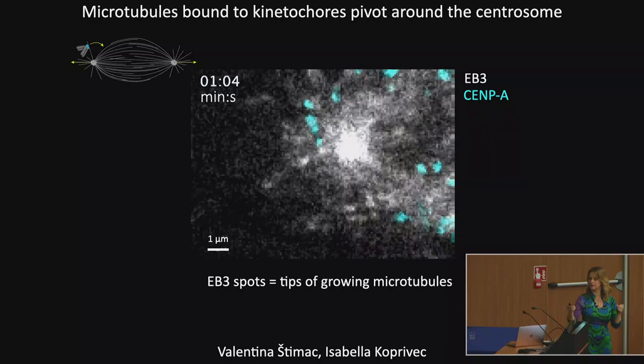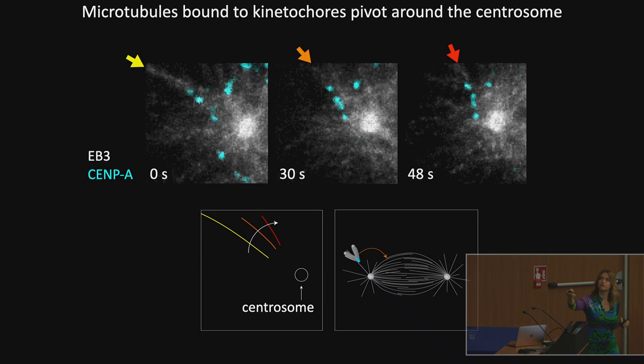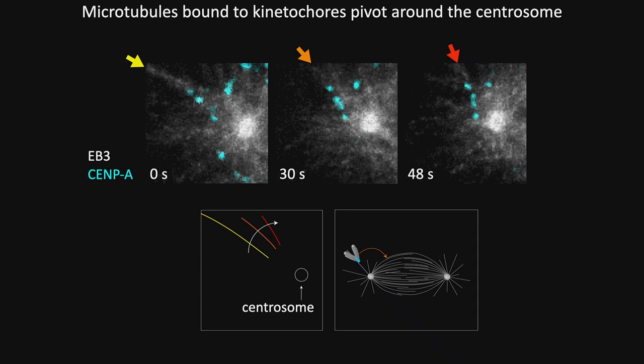And it's doing something interesting, which again is easier to see from still images from a movie. So the centrosome is here, our kinetochores are here, and you see this line, this is a microtubule bundle to which these kinetochores are attached. And 30 seconds later, this microtubule bundle is here, 48 seconds, it's here. If you superimpose these three traces of the microtubule contour, you see that it's going in this direction. So the microtubule is pivoting. This is what we mean by pivoting. If my elbow is the centrosome, then the microtubule is doing like this.